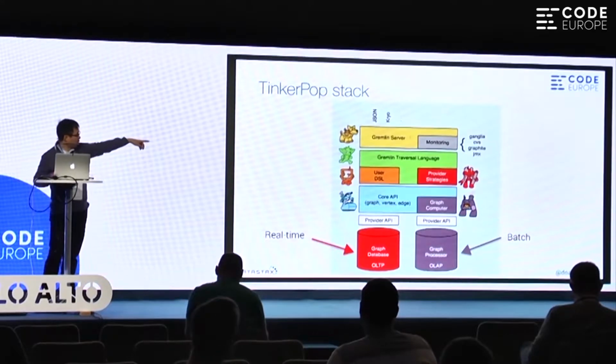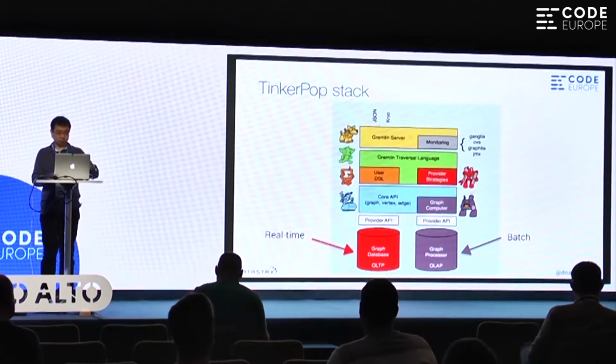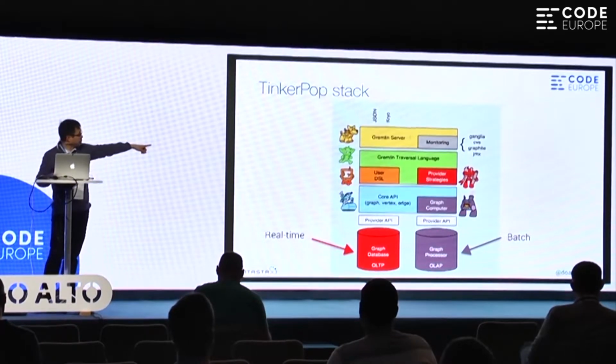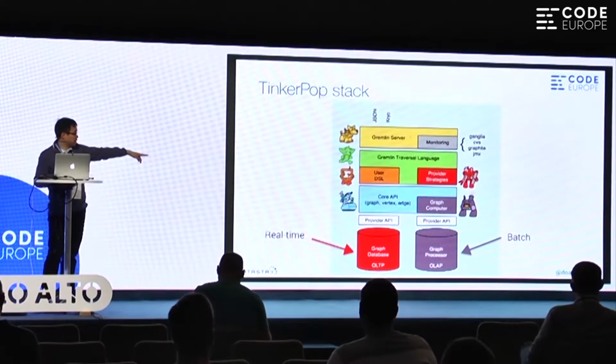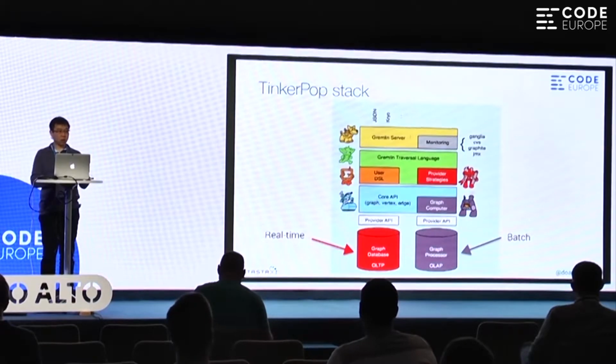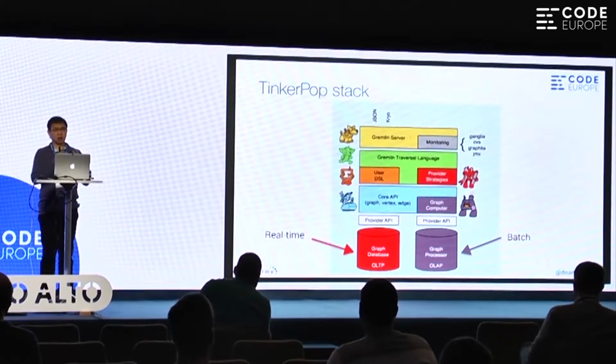Rexter, the yellow dog here, is just the Gremlin server, so it's a web server. You have the Gremlin, the green cartoon, which represents the query language. And then you have many components: the core API, the user DSL, some provider strategy. What is interesting with TinkerPop is you can plug in many data stores. You can use Cassandra, you can use, I think, BarleyDB, and so on. So you are not restricted to a single data store to use TinkerPop.